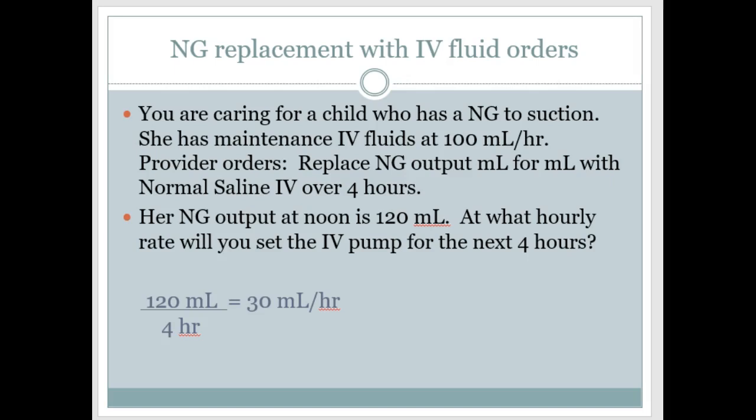depending on how much output she's had from her NG. So to figure out this current amount, we're going to take the total amount she had out at noon, which is 120, divide that by the 4 hours that we want to replace that over, and that's going to give us a rate of 30 milliliters per hour. So that's going to be our rate for the next 4 hours. Our volume to be infused is going to be that 120. So once it's reached that 120, it's going to beep at us, and we're going to come in and remeasure that NG output and do our calculations all over again.